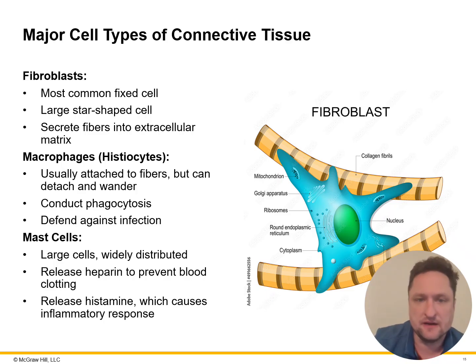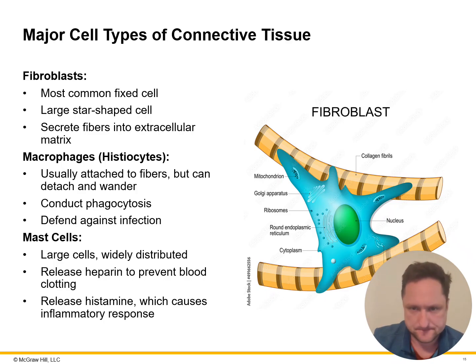And then we have macrophages, also known as histiocytes. These are derived from monocytes and act as phagocytic cells that remove foreign particles, pathogens, and dead cells. They are really essential to immune and repair processes. And then number three, we have cells called mast cells, and these are widely distributed near blood vessels and release heparin, which prevents clotting, and also releases histamine, which triggers inflammation and increases blood flow to injured areas.